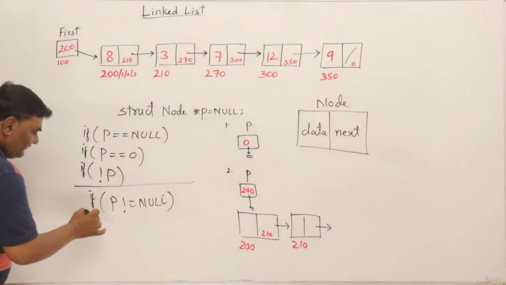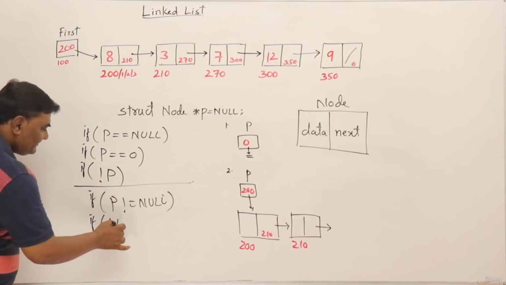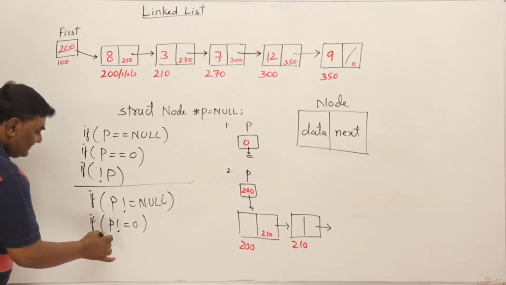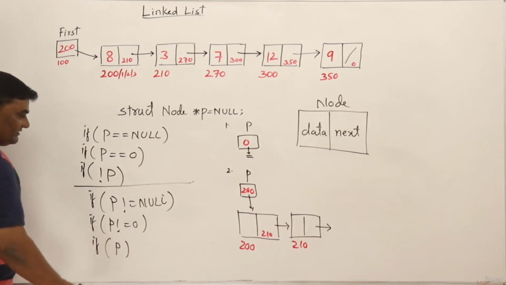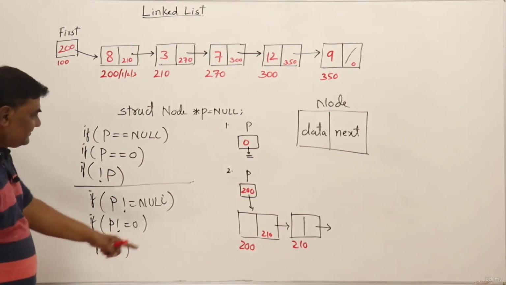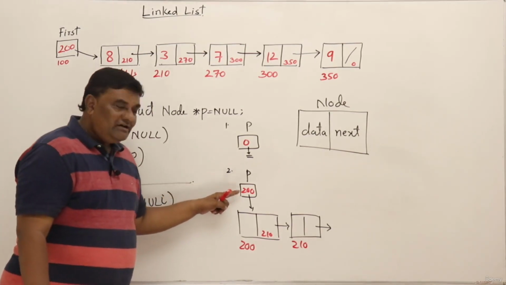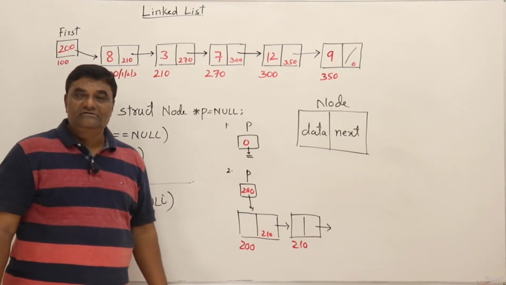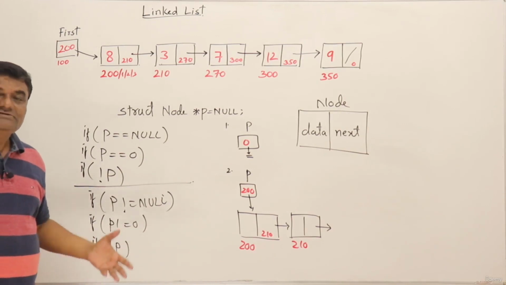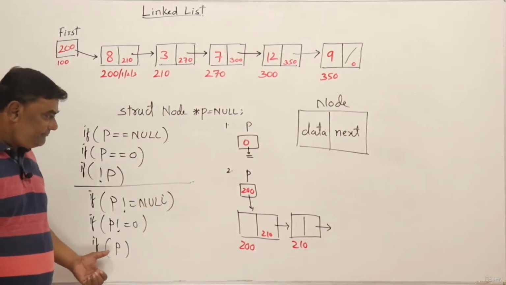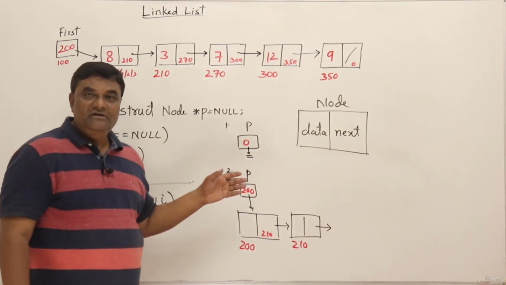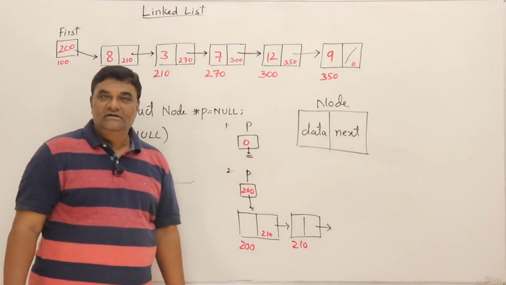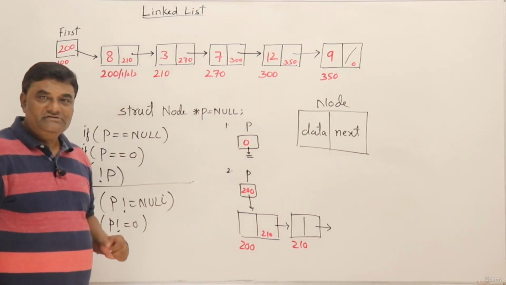Then another way of writing this is P is not equal to 0. So just the inverse of this condition. And even I can write if P, just P. So what is the value of P? 200. If 200, is 200 true or false? 200 means true. So if P means true, true means pointer is pointing on some node in a linked list. So these are a few important conditions.